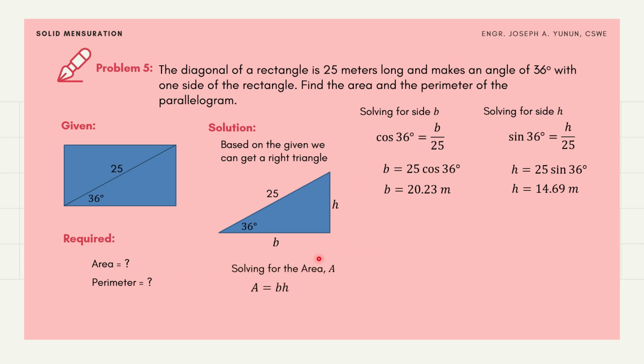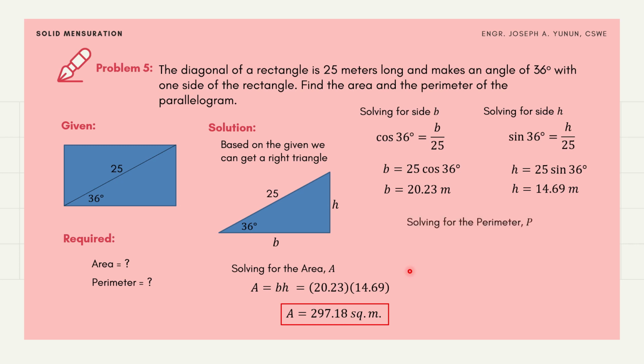Now, since the sides are given, let us determine the area. The formula for area is base times height, and base and height are given. Substituting those values and using your calculator, you have an area of 297.18 square meters. Solving for the perimeter, the formula is twice the base plus twice the height. Substituting the values of base and height gives us this equation, and using your calculator, you'll get 69.84 meters.